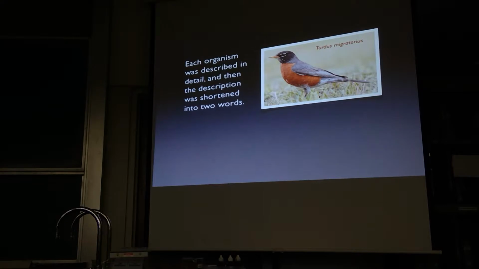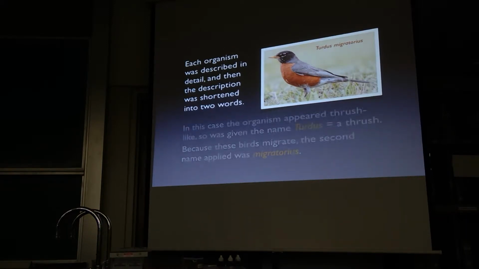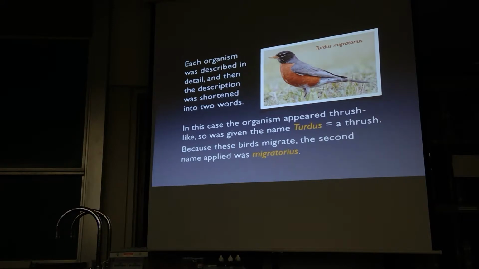The two-word summary in this case is Turdus migratorius. Turdus means it's a thrush, and migratorius means it migrates. So this name tells you something about the organism. This was a thrush-like bird. It is migratory. That two-part name, then other biologists picked this up, and they liked the idea of having a simplistic two-part technical name. And so it became established as this is how we're going to name things.